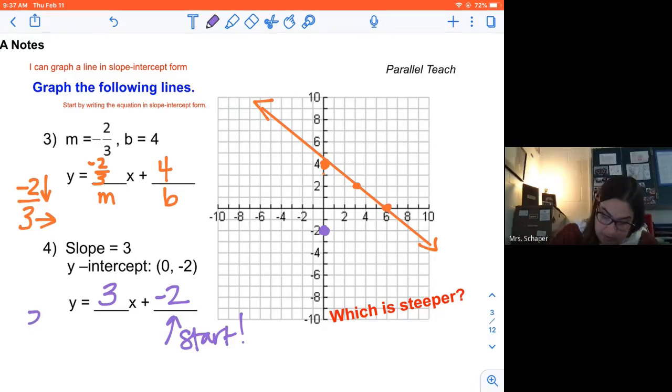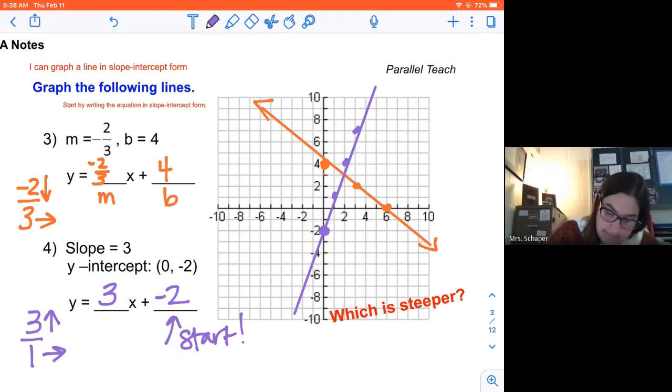So if my slope is 3, it's like saying it's 3/1. We'll write it as a fraction. And then we rise 3, we run 1. So I'm going to go up 3/1, and I keep marking those spots. Okay. And there's my line.